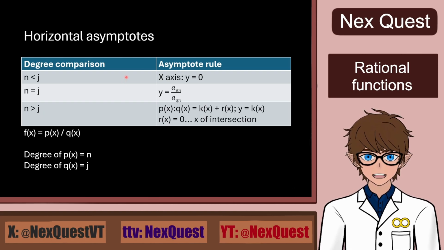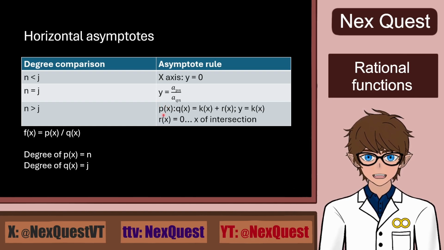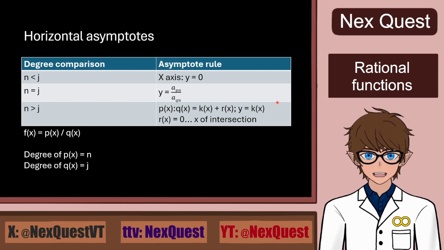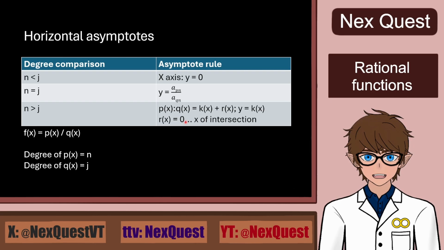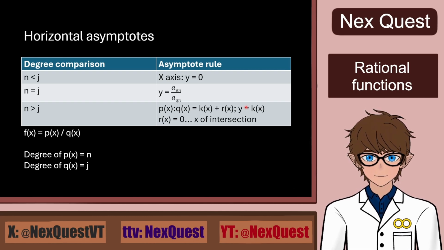And now for the third and the last possible comparison, where n is greater than j, so the degree of p of x is greater than the degree of q of x. This is where we will use what we have learned last time, the division of polynomials. So this example does not have a horizontal asymptote. However, once you divide p of x by q of x, you will get some k of x and r of x. K of x is the formula for the asymptote, and r of x is only useful to determine where the graph itself, so the function, intersects with the asymptote, because asymptotes only work when x approaches infinity.